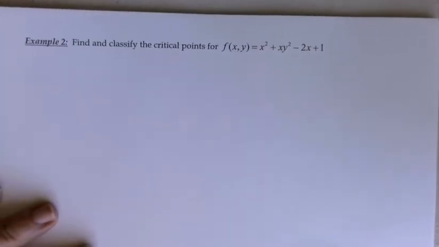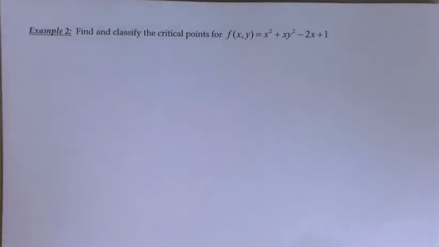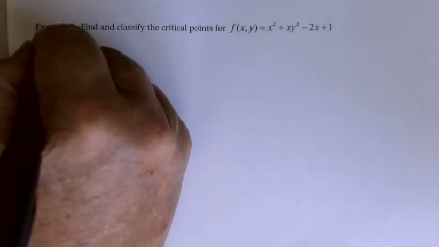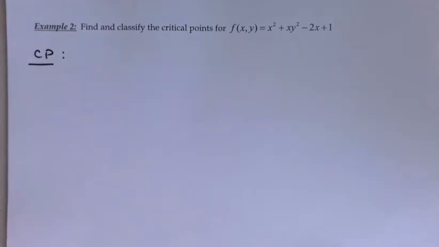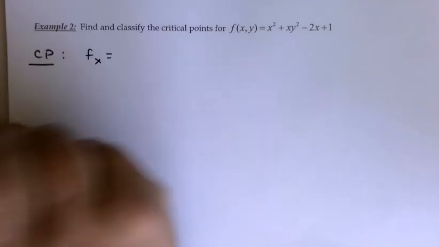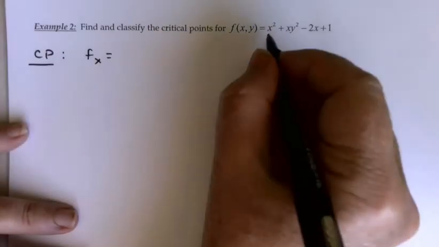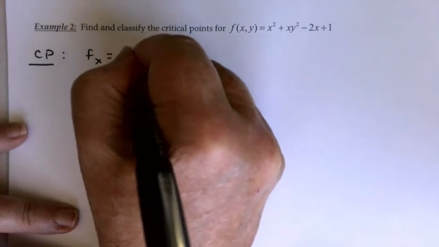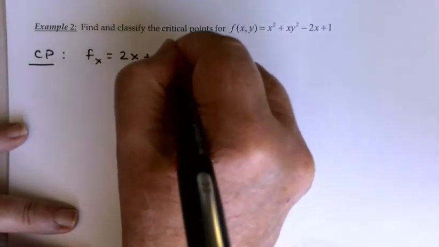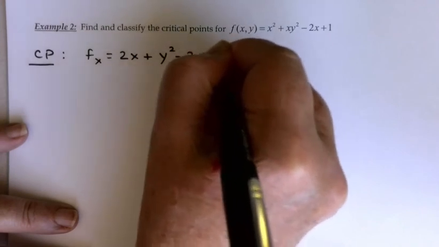I would like to find and classify, again, critical points for this function. And so we'll begin, again, just by finding the critical points. That's our first derivative test. So I take my first derivatives, which would be 2x plus y squared minus 2. That needs to be equal to 0.